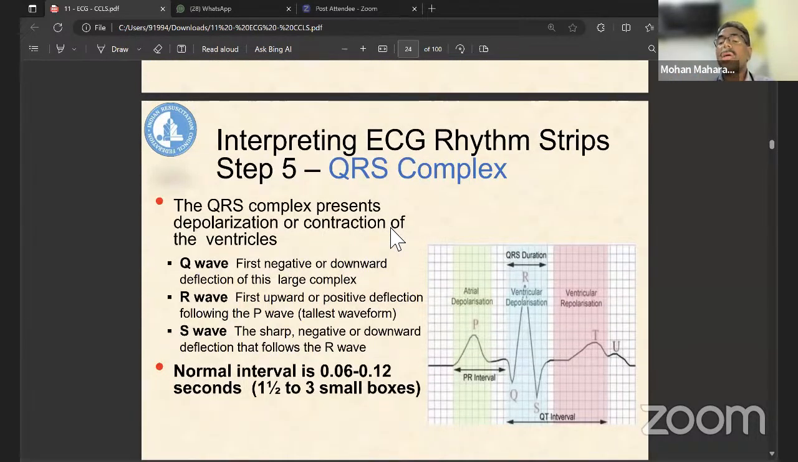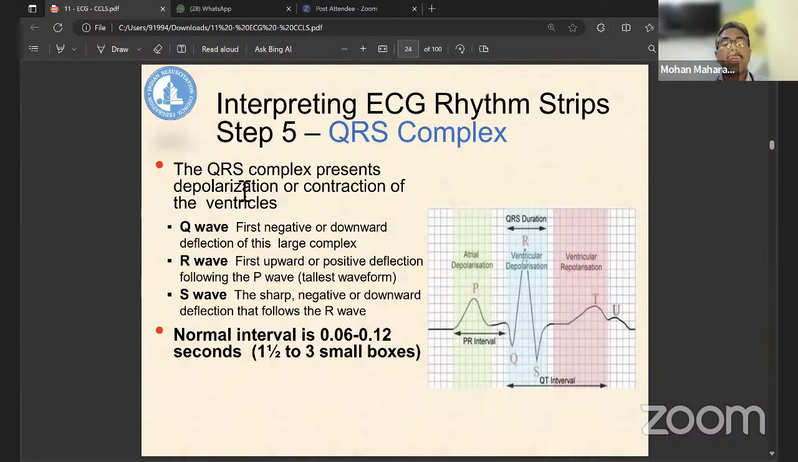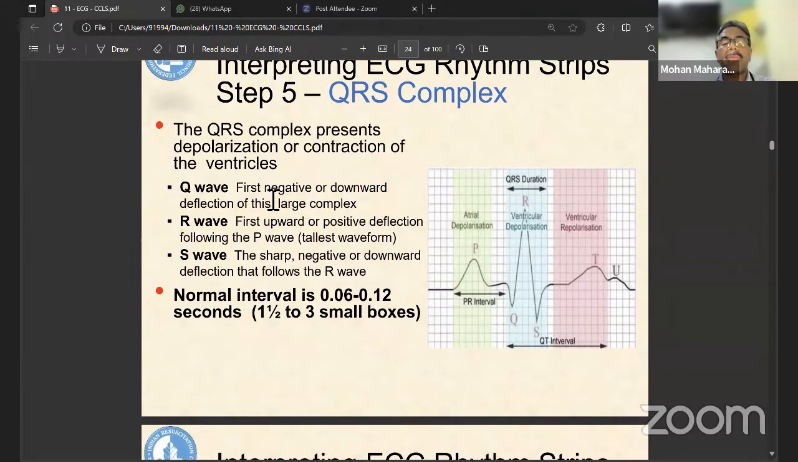Now, coming to the QRS complex. In the ECG, the QRS complex represents depolarization or contraction of the ventricle. So what is a QRS? It starts with the first negative or downward deflection of this large QRS complex. And again, remember that altogether it has to be 0.06 to 0.12 seconds only, which is 1.5 to 3 small boxes only.